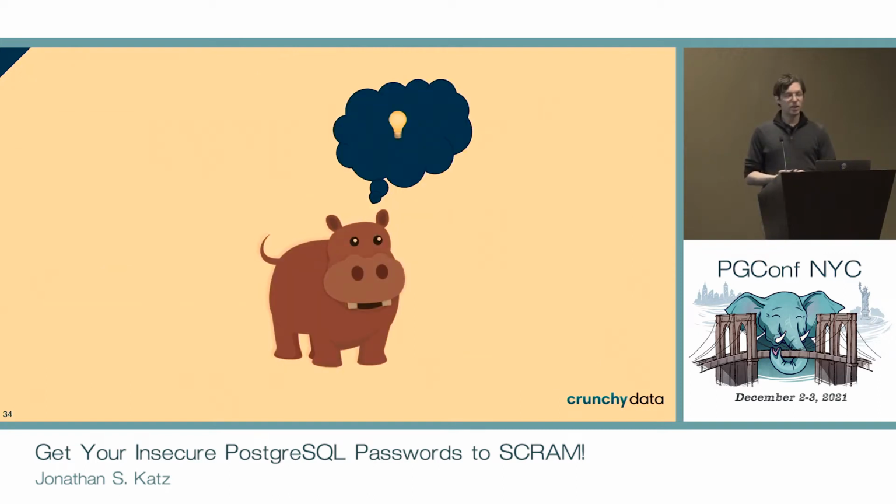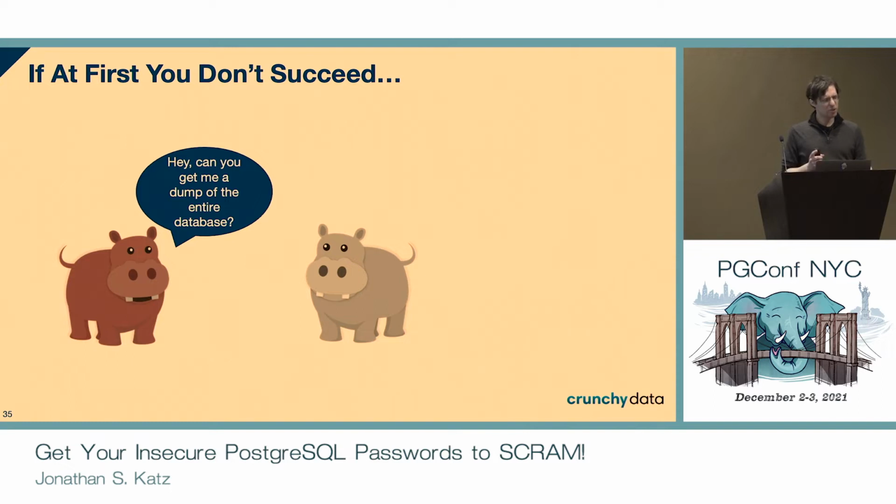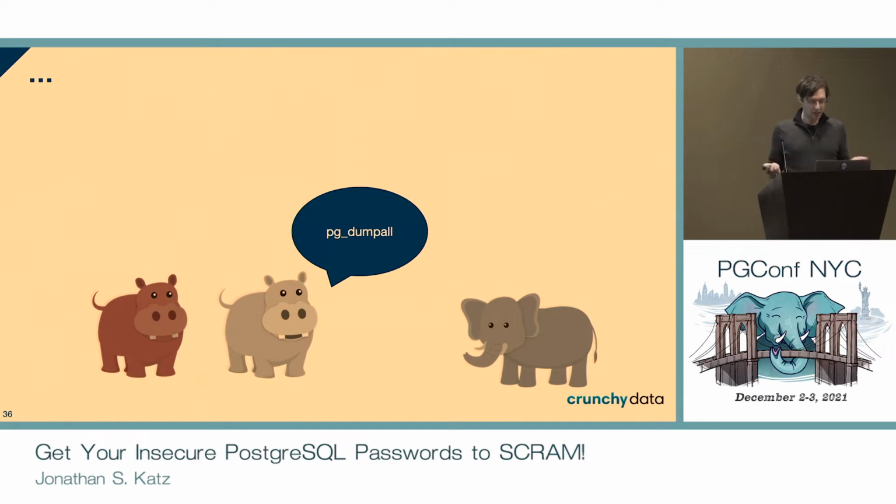But Red Hippo is clever. Red Hippo says, hey, can you give me a dump of the entire database? I'm doing work on my local environment. Let me debug something. And GreyHippo says, okay, cool, I can do that. pg_dumpall. Here's your data.